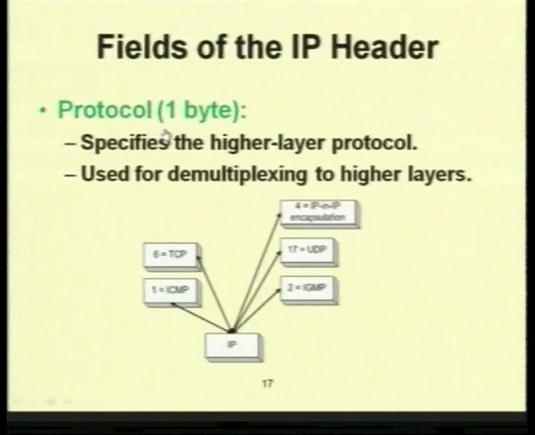The next field is the protocol field. This is a 1 byte field which specifies the higher layer protocol, and it is used for demultiplexing to the higher layers. That is, when an IP packet is received, you need to know whether that packet needs to be sent to the UDP protocol, TCP protocol, ICMP protocol, IGMP protocol, or whichever protocol. So, you have different numbers here which identify the protocol to which the IP packet is to be delivered. That is the purpose of this protocol field.